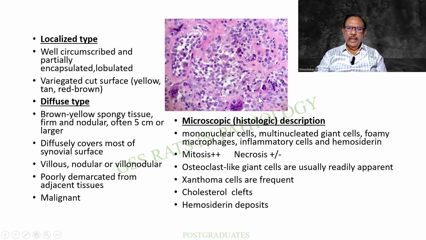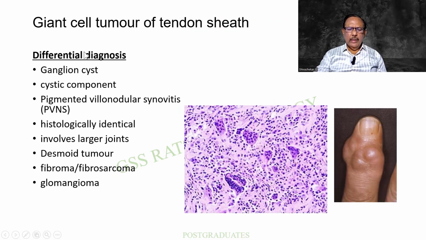Kindly go through them. And I find that there can be aggregates of histiocyte-like cells in a case of this. So multinucleated giant cells, foamy macrophages, hemosiderin pigmentation, mitosis can be increased. And of course, the xanthoma cells, cholesterol clefts, and hemosiderin pigment. This is again the same over here. But look at the differential diagnosis.